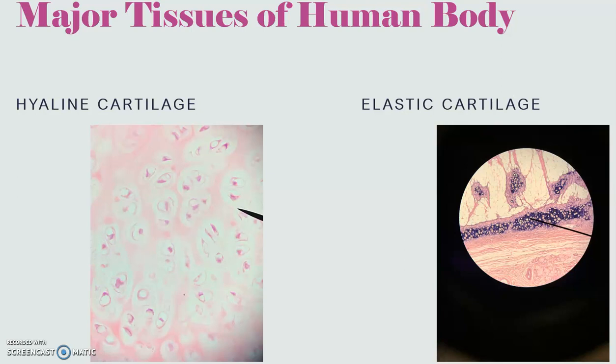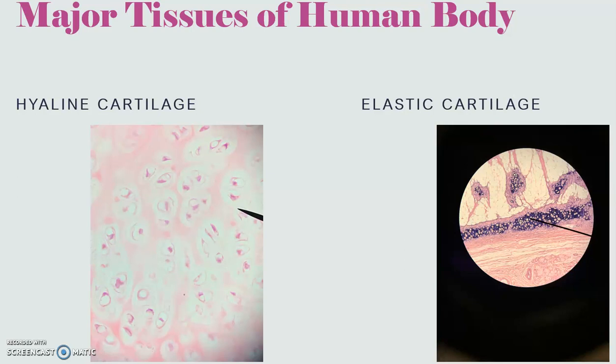Hyaline cartilage is going to be made up of chondrocytes. Chondro means cartilage and cytes means cell. So hyaline cartilage has chondrocytes found in these little circular structures that you see by the black tip of the pointer, called lacunae.